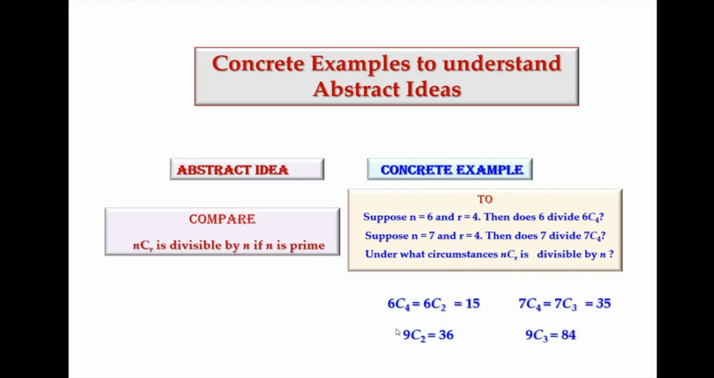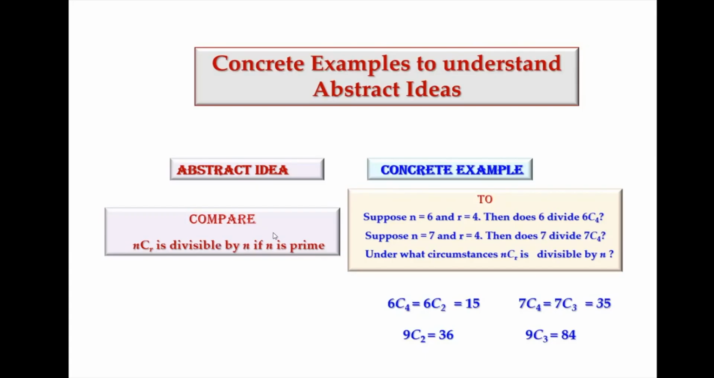Because when we consider 9C2, 9 is an odd number. When we consider 9C2, it is 36. Your 9 divides 36. But 9C3, when you consider it, is 84, and your 9 does not divide that. So this example, when we carry out with various values of n and r, then you can come to a conclusion that nCr is divisible by n if n is a prime number. So this is to understand the concept, and this is not the proof of this statement.